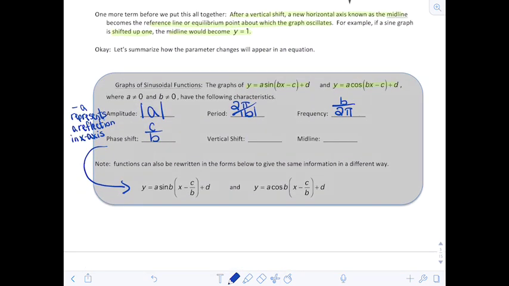The vertical shift will be our d value, what we add and subtract to the whole function itself, and that will also, as we said, affect the midline. So being a line, we would say that the midline is y equals d.